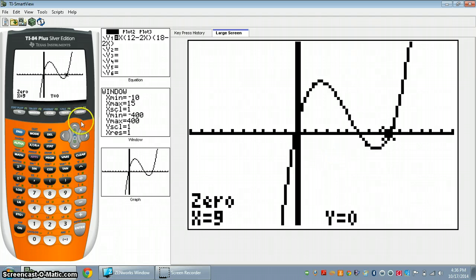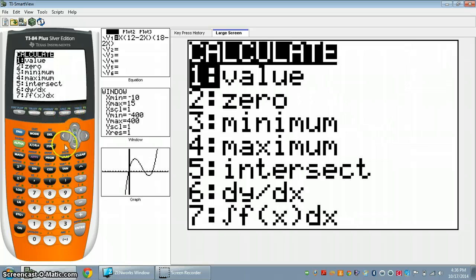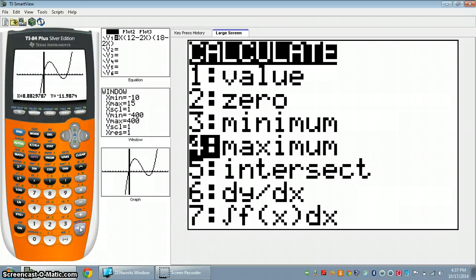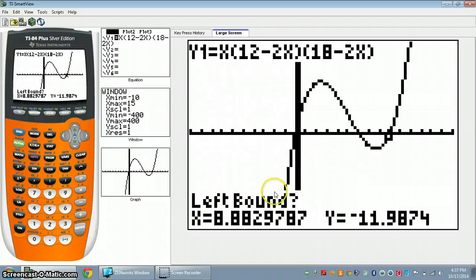The other thing that we talked about in terms of our calculator was finding the maximum volume. So that would be, what is that point way up here? And we again did second trace. We went down to, obviously, the one that says maximum. It will ask us the same 3 questions, left bound.